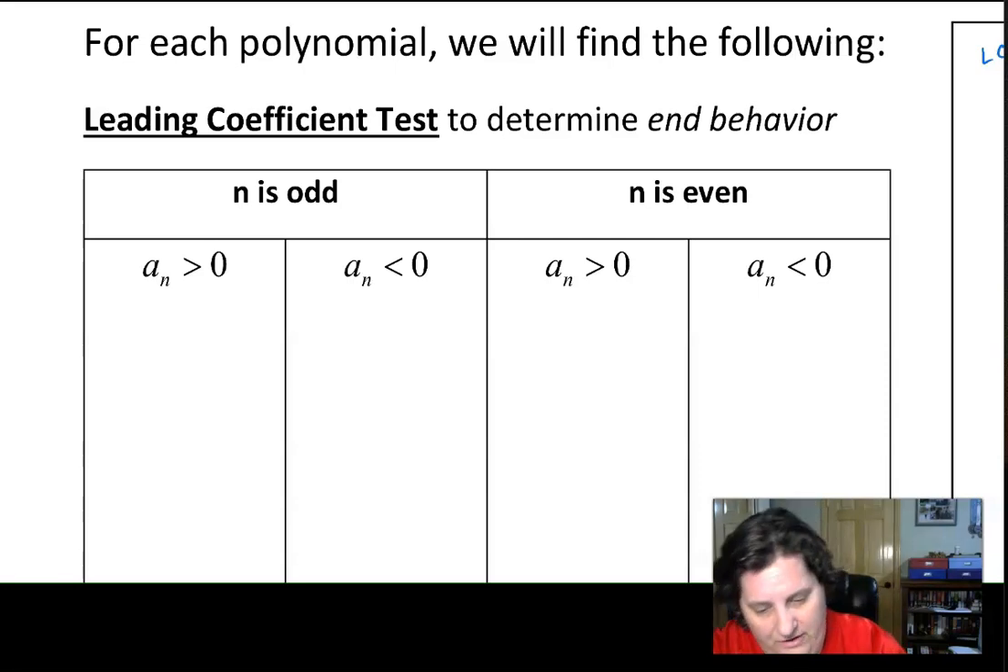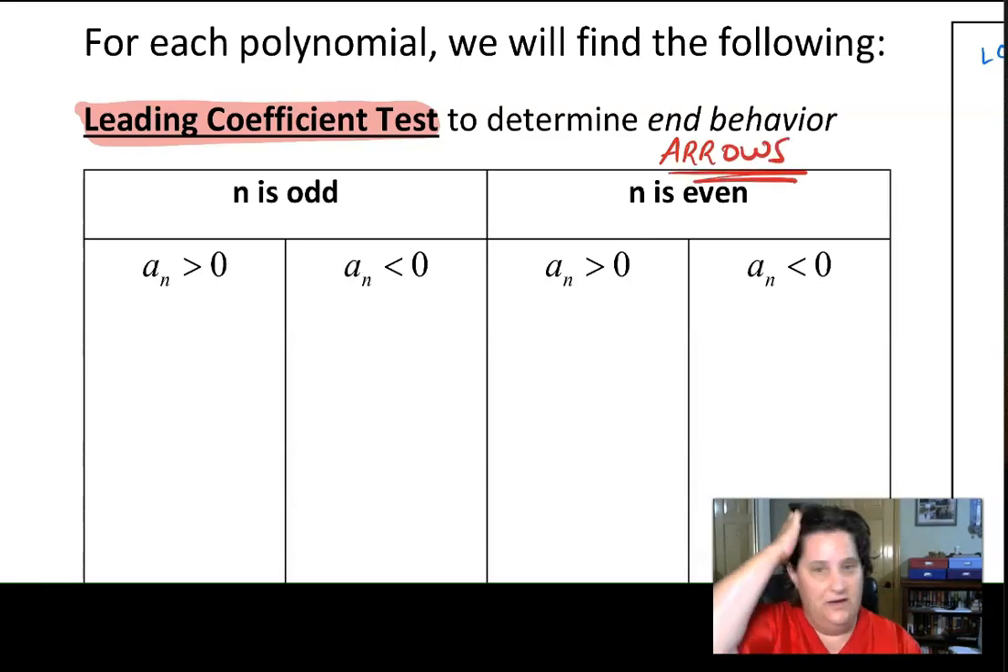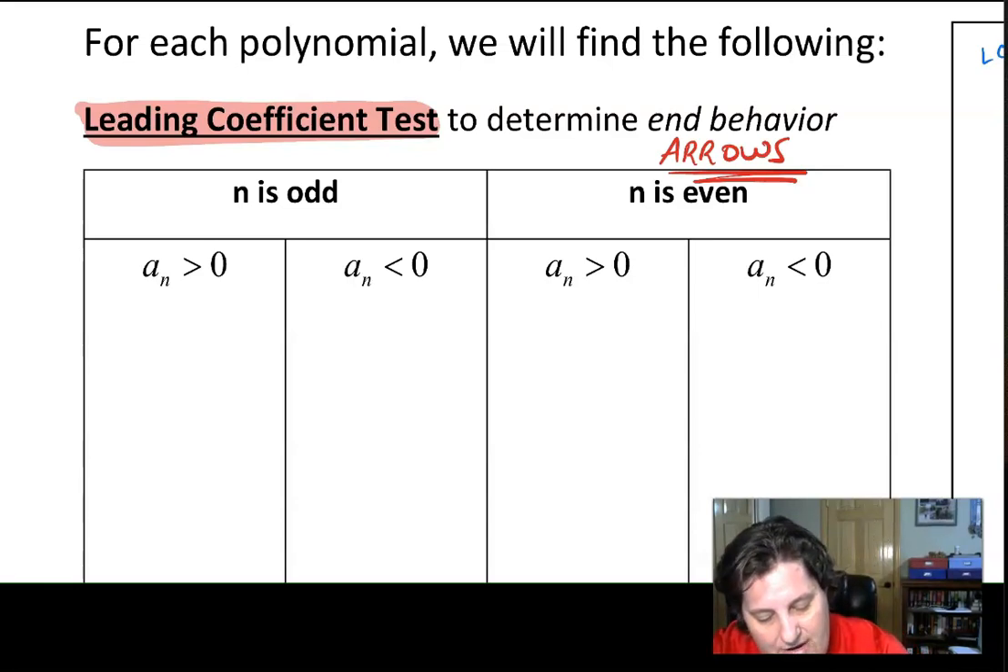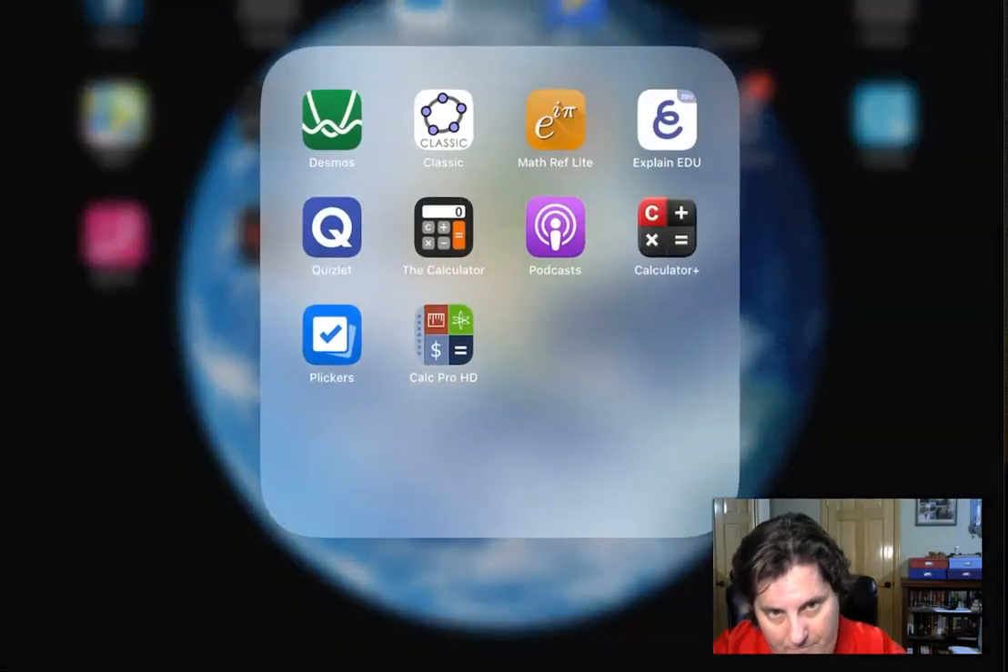So for each polynomial, we're going to find what's called the leading coefficient test to determine end behavior. Again, what is end behavior? End behavior is which way the arrows go at the ends of the graph. Now remember that n is odd, n is even. N stands for the degree. And I'll show you how this works. If I have an odd degree polynomial, check this out.